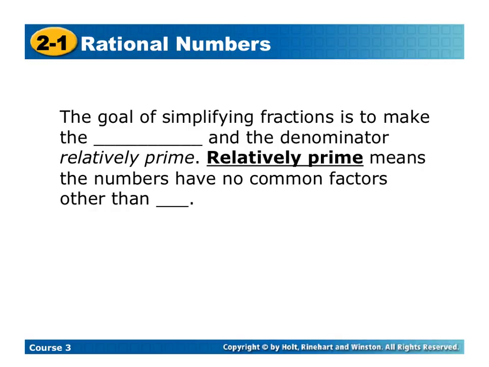If you remember, when we're working with fractions, we always want to make sure we put them in lowest terms, and this is called simplifying. The goal of simplifying is to make sure that the numerator and the denominator are relatively prime. Relatively prime just means that the numbers have no common factors other than 1.